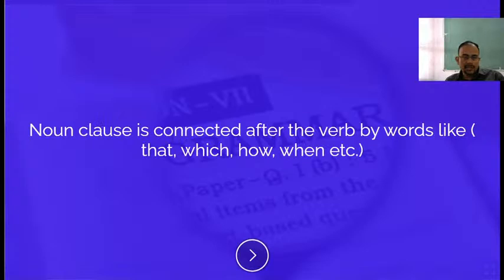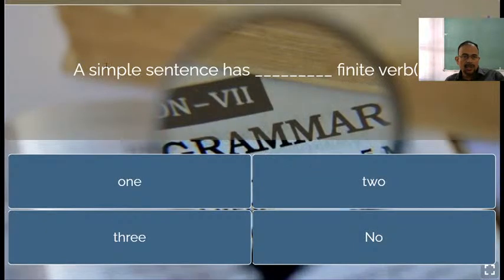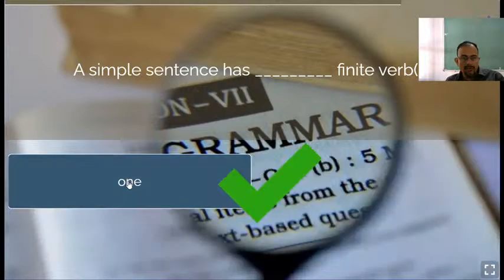Noun clause is connected after the verb by words like that, which, how. Okay. Next, a simple sentence has dash finite verbs. One finite verb, two finite verbs, three finite verbs, no finite verb. A simple sentence has how many finite verbs, you tell me? Is it having one, two, three, four? Which one do you think? So a simple sentence has only one finite verb, dear students. Okay, only one finite verb.